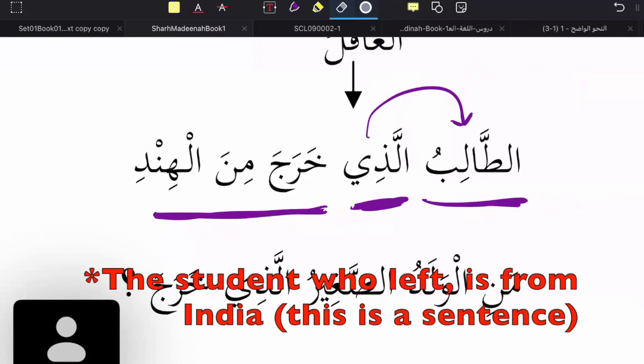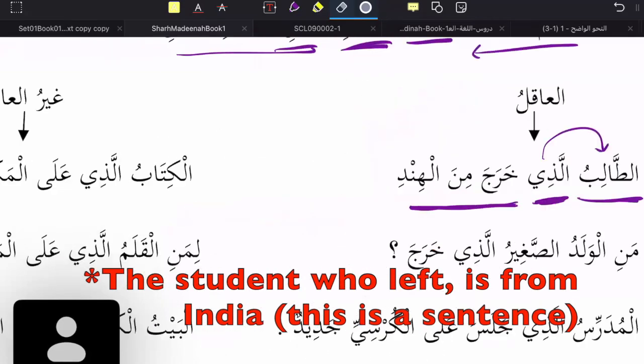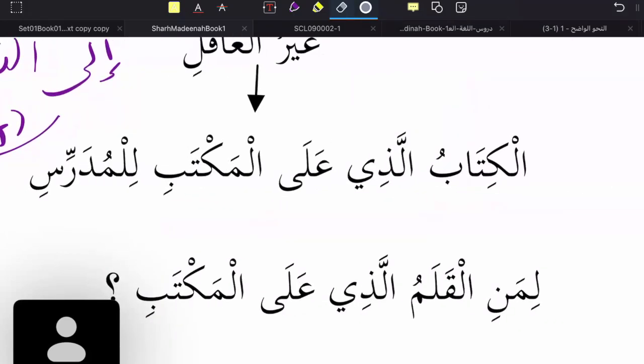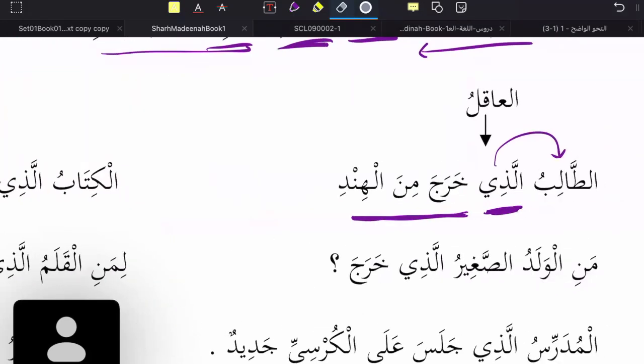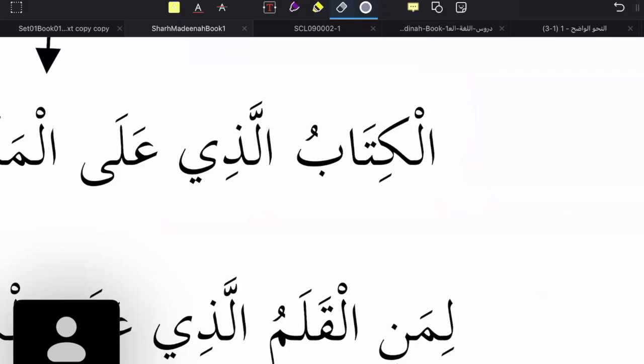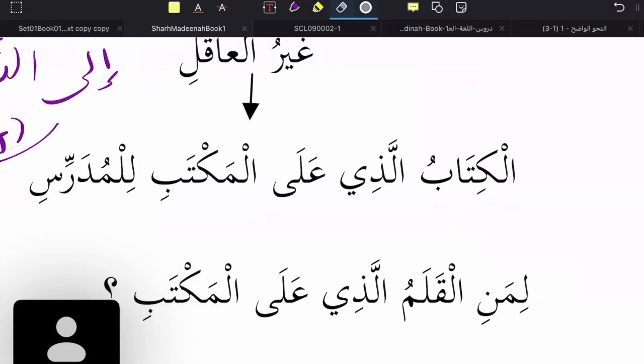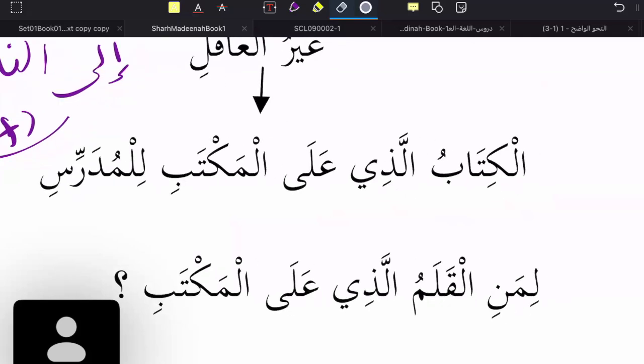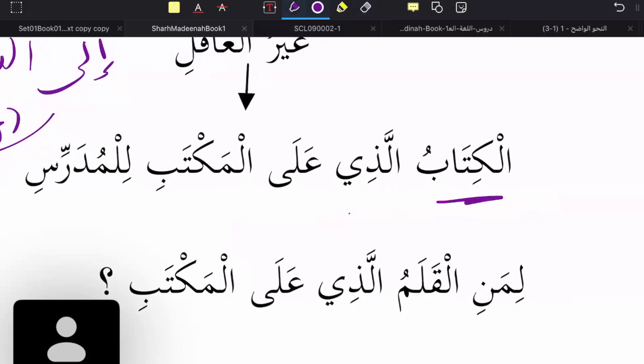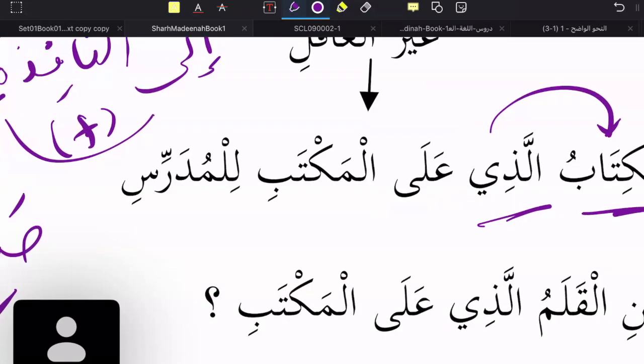Okay, so you're describing the student who left India. Now we have another one, al-kitab. The student, at-talib, was aqil, and kitab is ghayr aqil, non-rational, an object, but you can still use alladhi. You say al-kitabu alladhi ala al-maktabi lil-mudarris. So the book which, you see, it's going back here, which is on the desk, is for the teacher.